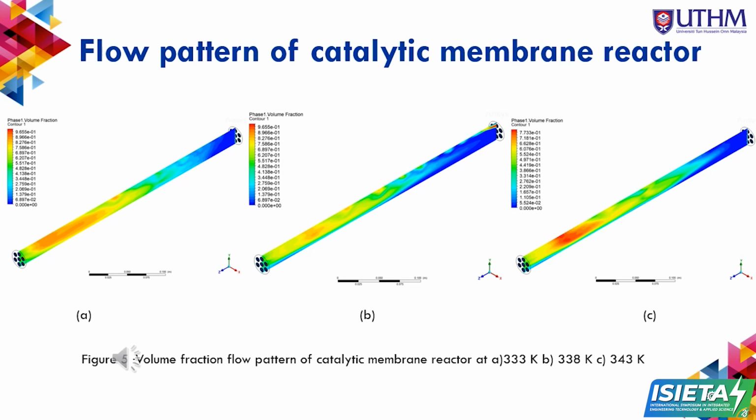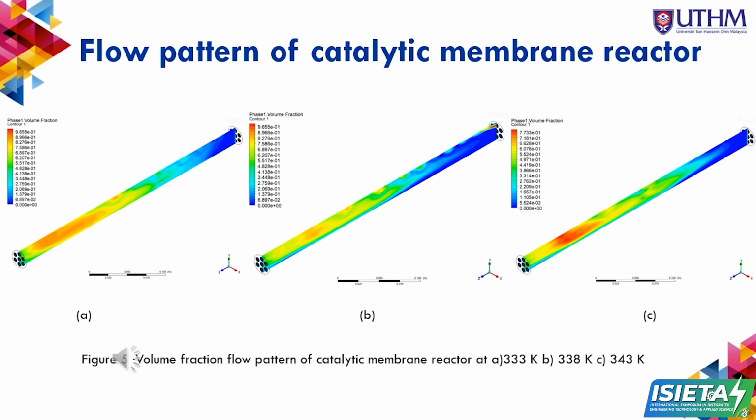The flow pattern of the catalytic membrane reactor, which is shown in Table 4.3, demonstrates how different setups will produce different results at various temperatures. All volume fractions begin with 0 in all cases. At 333 Kelvin, the combination reaction of biodiesel and glycerol begins early, rising at a rate of 4.8281 from the reactor's input to its output.